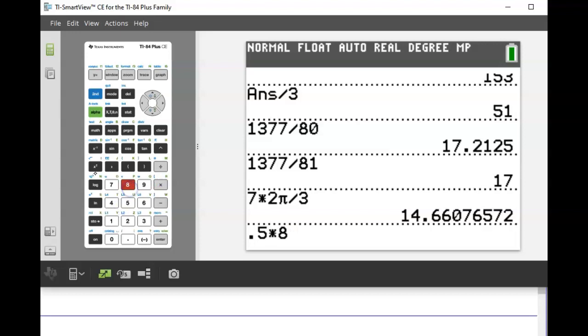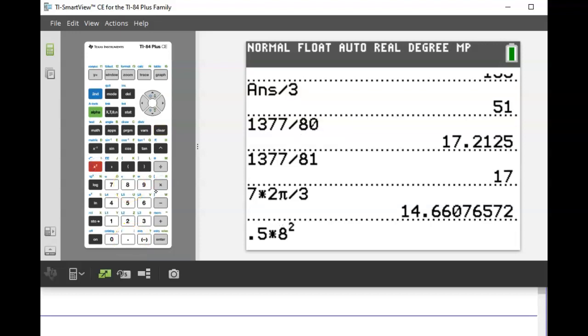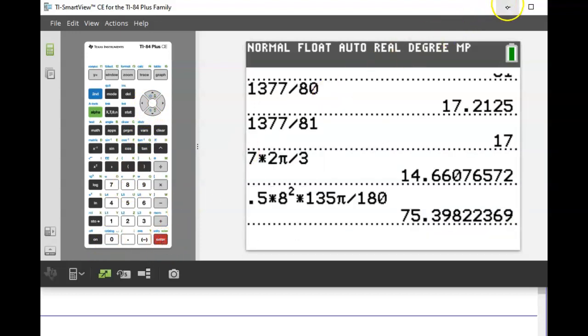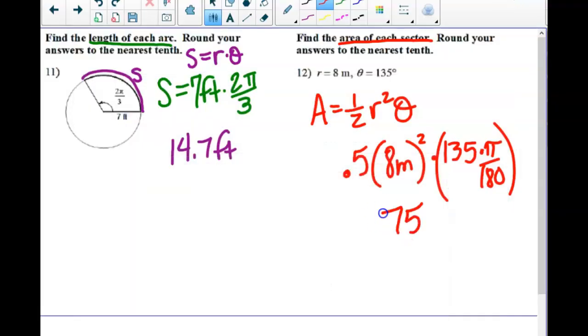0.5 times 8 squared, not that, 0.5 times 8 squared times, was it 135 over 180, guys? 135 pi over 180? 75.4, anybody? In my crazy typing. And please remember, area is square units. We had meters and we squared them, so we get square meters.